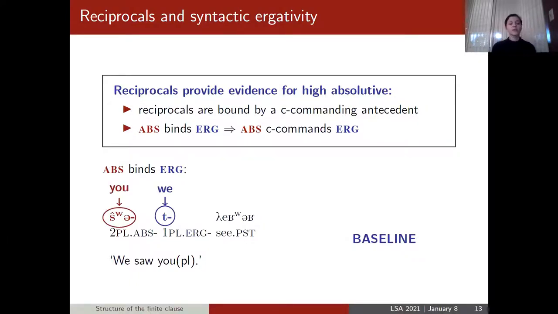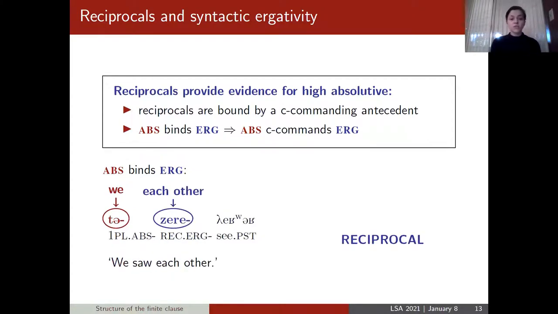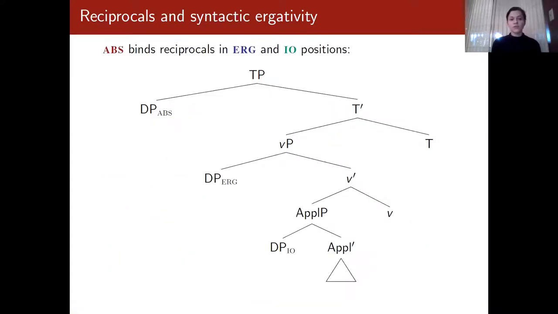What happens is, say you have a baseline transitive sentence such as we saw you, where we see there's an ergative marker and we see that there's an absolutive marker. Well, if you want to express reciprocal co-indexation between these two arguments, the reciprocal actually shows up in the ergative position. So if you want to say something like we saw each other, if we were to translate this to English while preserving the thematic roles, you might end up with something like each other saw us. So what this means is that the absolutive is higher than the ergative. It binds the ergative from this high position.